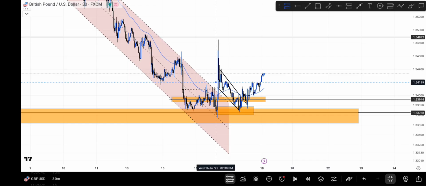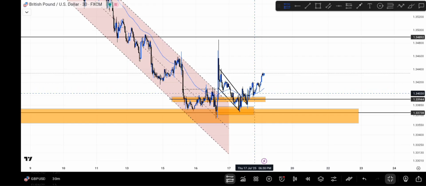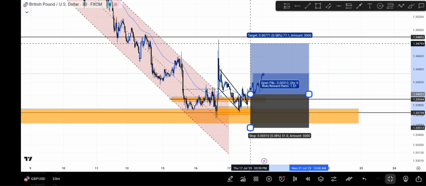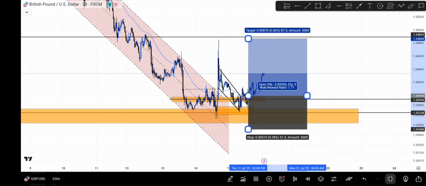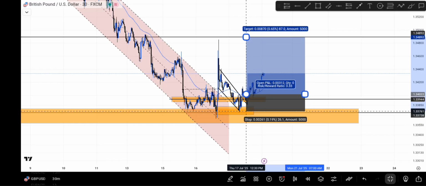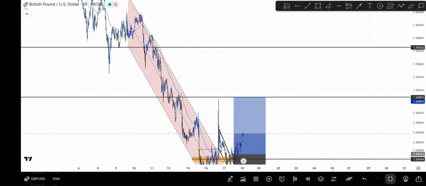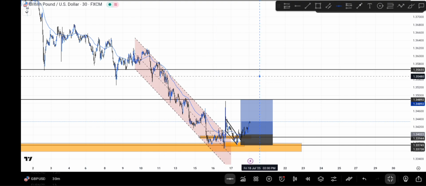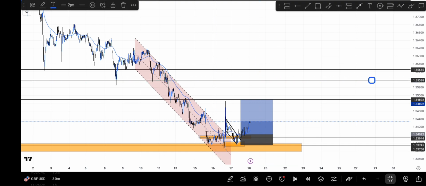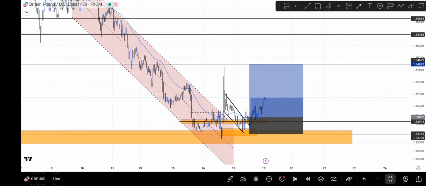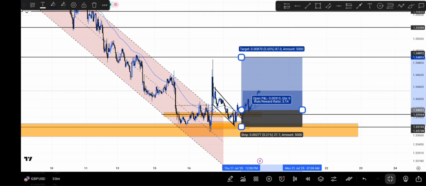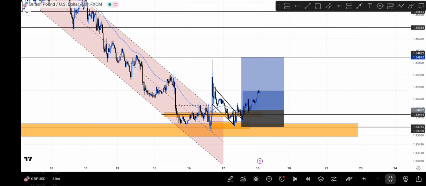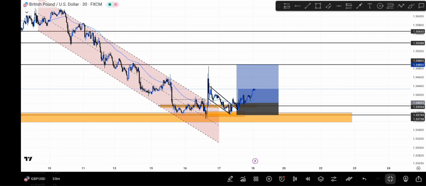And I took my buy from around this point. My entry from here, and this is my TP1. My stop loss is below this level here. I can also mark out this level too. This is the place where we might likely see reversals. So that's why I mark out those levels. As of now, I'm showing a risk-reward of about 1:2 at least. So guys, that's my analysis on GBPUSD.